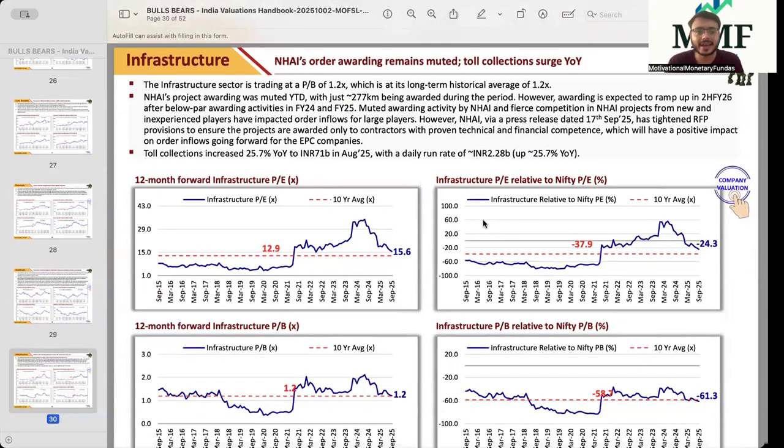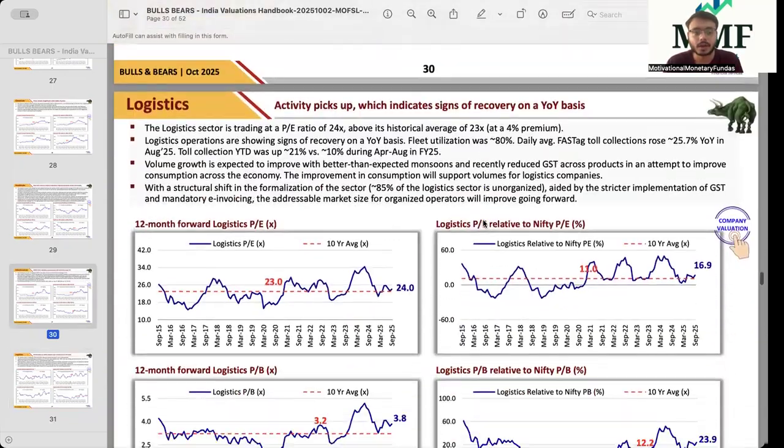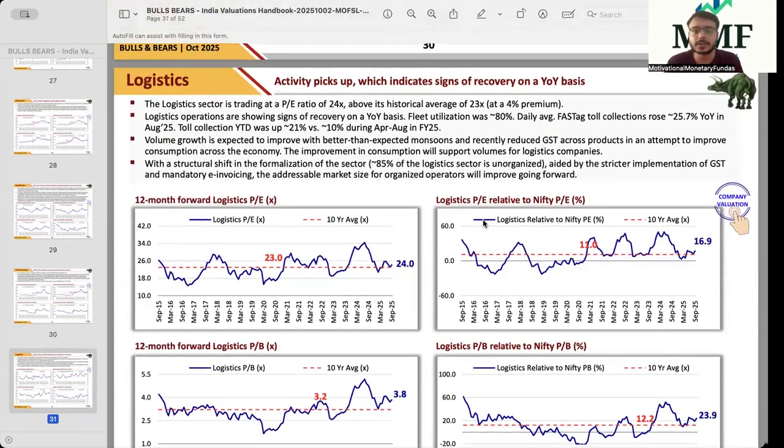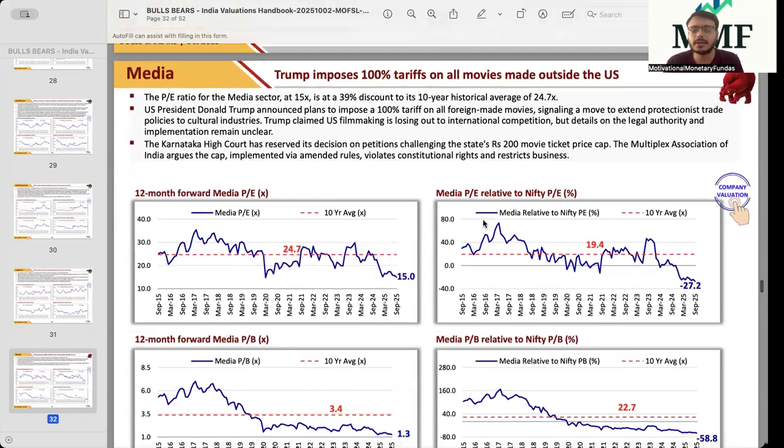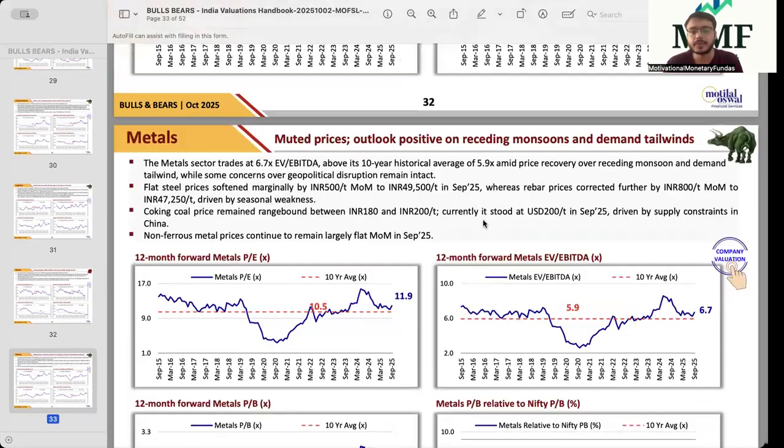Infrastructure, it's closer to long-term averages, 1.2x, right? So all these companies like NHAIs and all these kind of companies have finally come up to fair, palatable valuations. Logistics is trading at a 4% premium. मीडिया इतना लोग इन्वेस्ट करते नहीं है, वो 39% डिस्काउंट पे ट्रेड कर रही है। बट मीडिया स्टॉक्स पे इतने खास कुछ इन्वेस्टर के रिटर्न भी नहीं बने हैं, टू बी ऑनेस्ट.